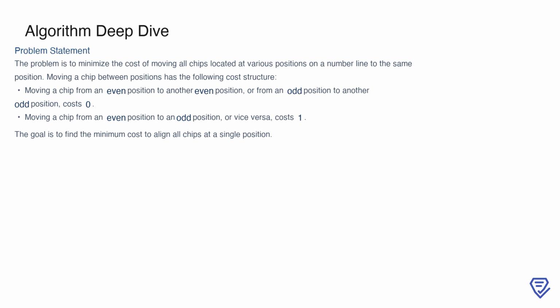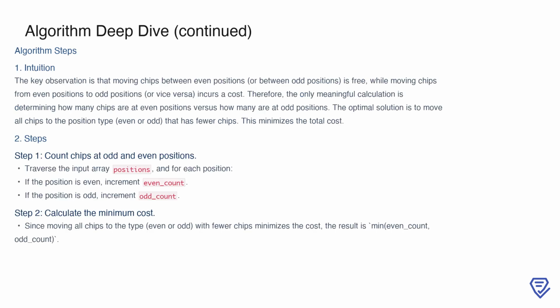rules. To solve this problem, we rely on two main observations. First, moving chips between positions of the same parity is free, while transferring them between positions of different parities incurs a cost. This means that the only calculation that matters is how many chips are at even positions versus how many are at odd positions. The optimal approach is to move all chips to the group, either even or odd, that contains fewer chips, as this minimizes the total cost.